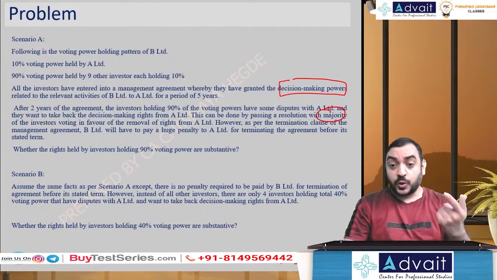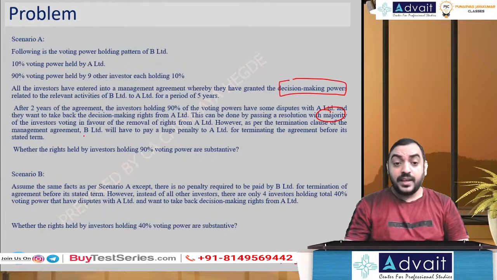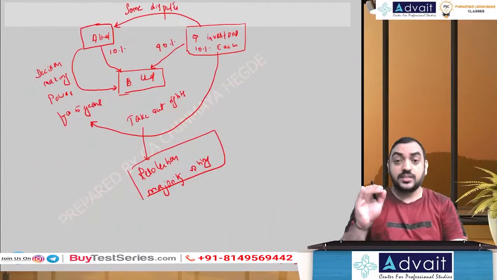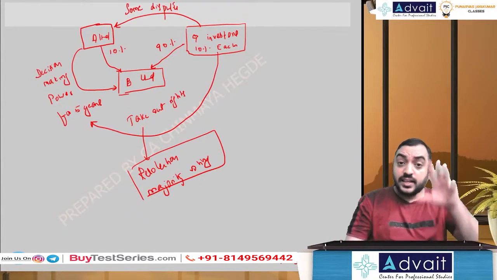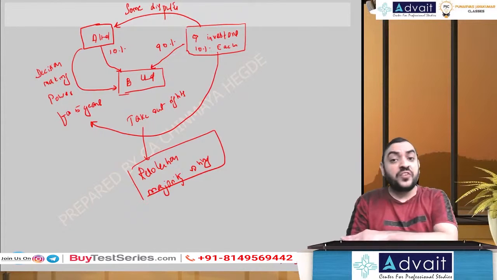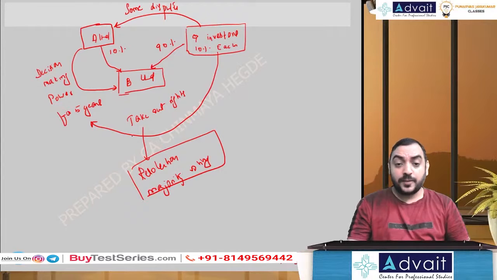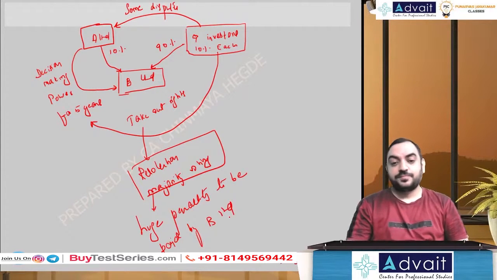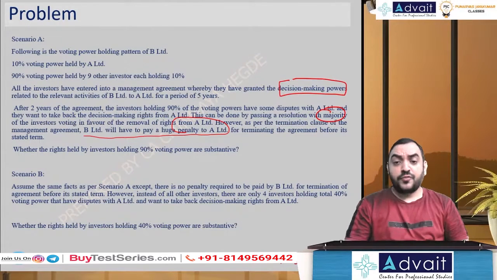However, as per the termination clause in the management agreement, B Limited will have to pay a huge penalty to A Limited. So, if a resolution is passed and the majority agrees, A Limited will be taken out of its power, but B Limited has to pay a huge penalty to A Limited for terminating before the term. The term is 5 years. You want to remove after 2 years, you have to pay a huge penalty.